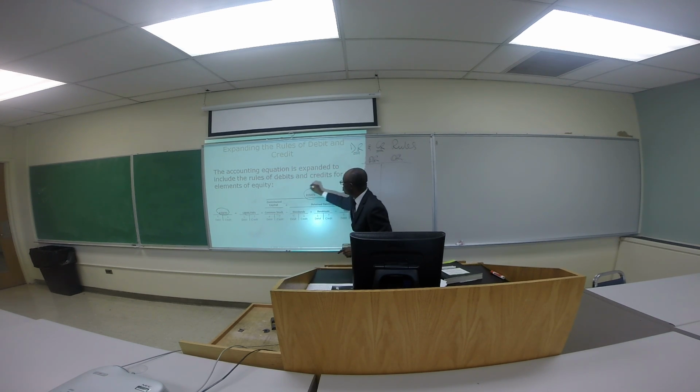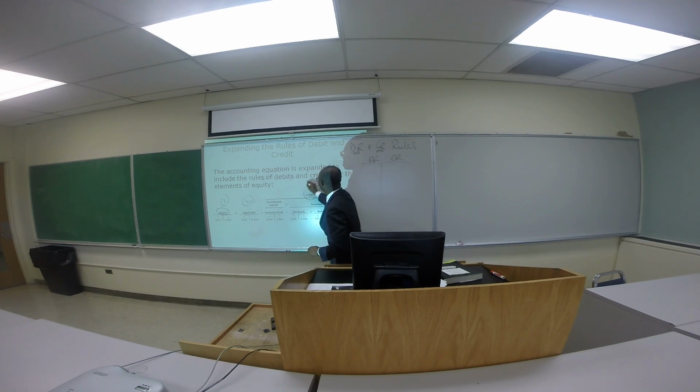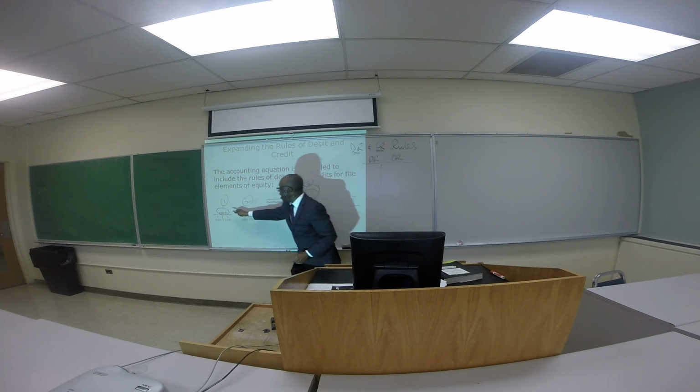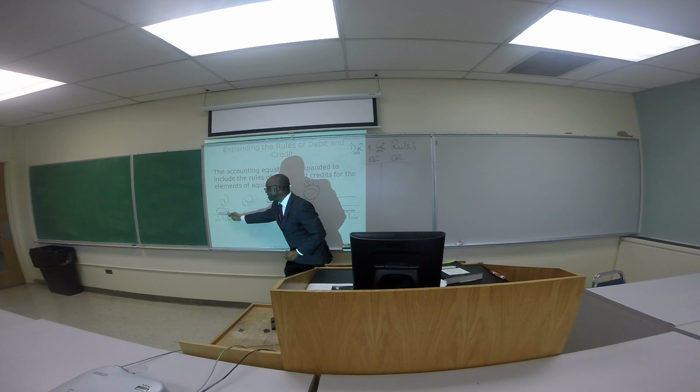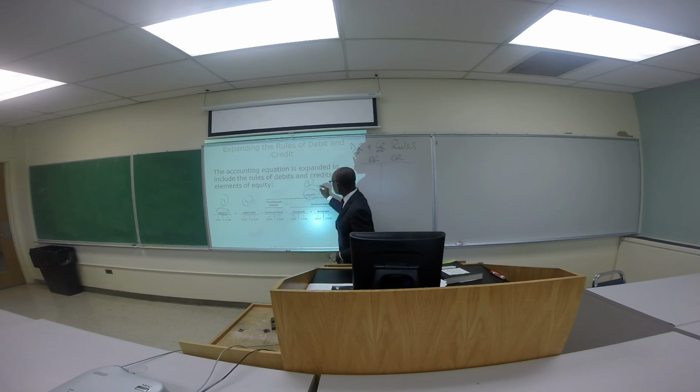Now, let's take a look at the third component. These two components are very easy. Any increase in asset, debit, any decrease in asset, credit. The opposite is true for liabilities. But when it comes to equity, things get a little bit complicated. Why? Because equity is divided into two main parts: contributed capital and retained earnings.